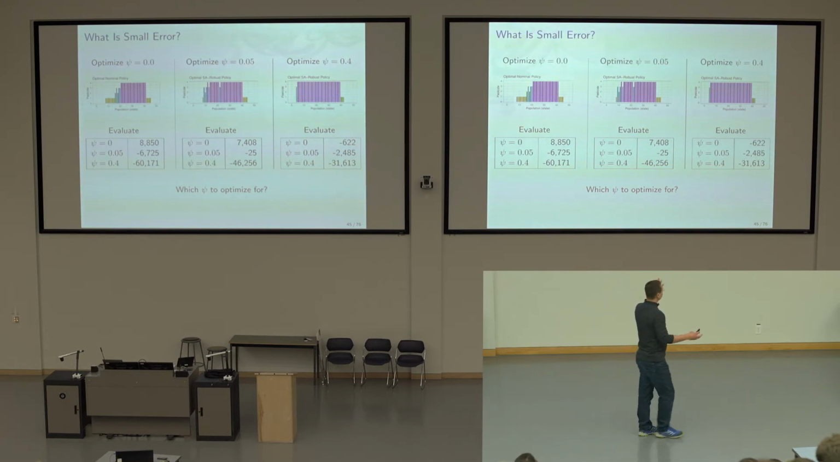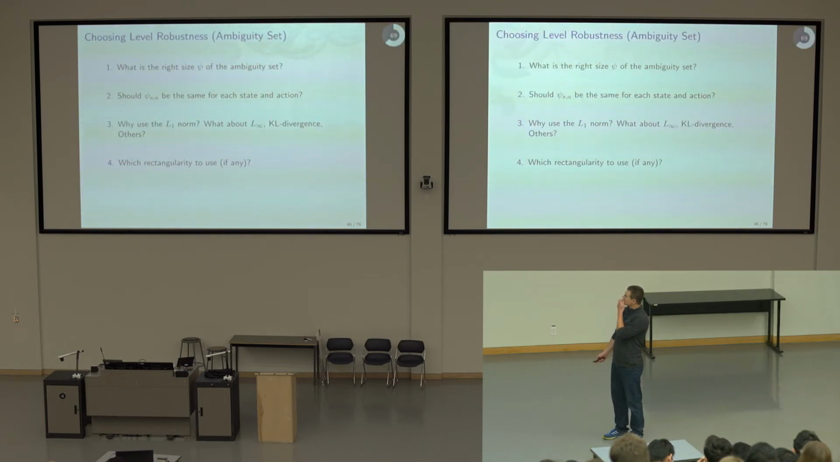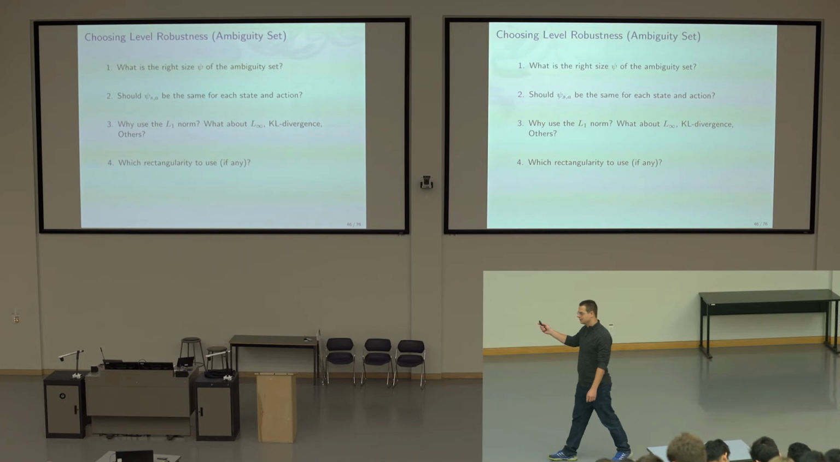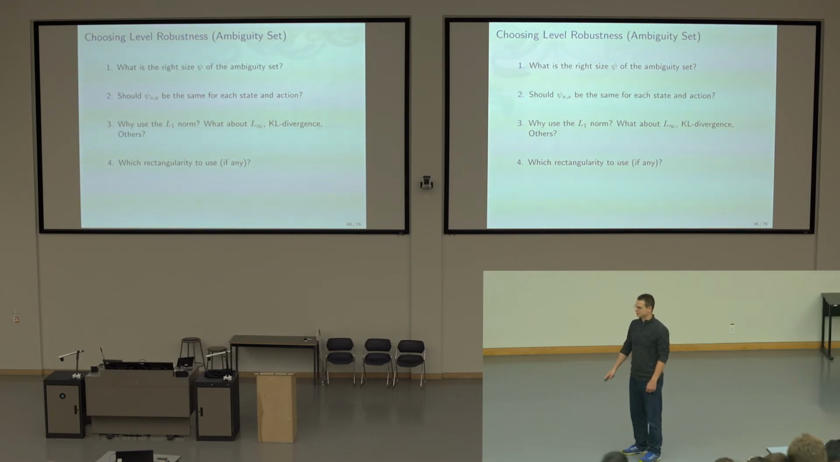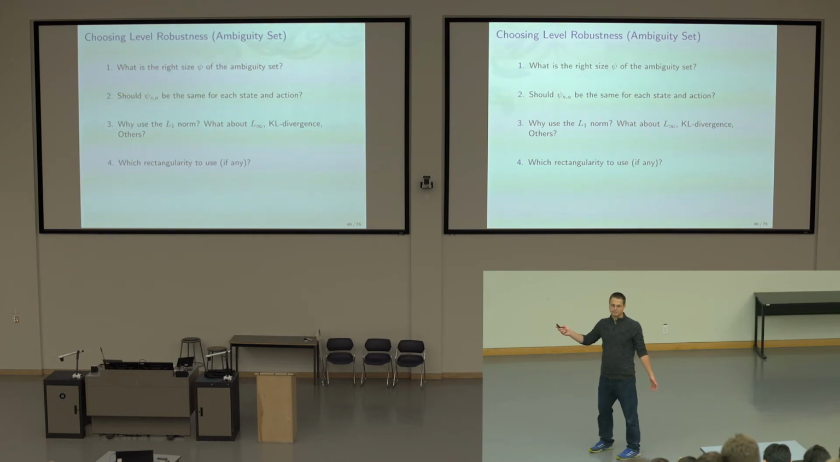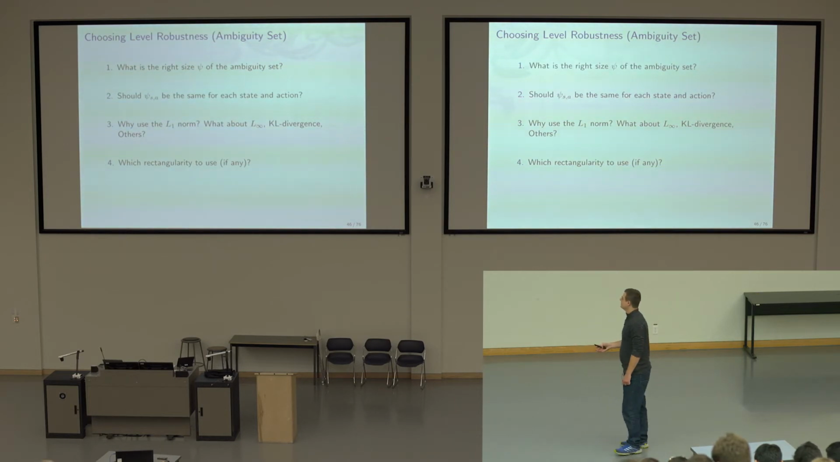So which one of these do you want to optimize for? This is not really the only question, right? So what is the size of the ambiguity set? Should our size be the same for each state and action? Should some states be less uncertain than the others? I use an L1 norm. Is that the right answer? If it's robust with respect to L1, is it robust with respect to L infinity or KL divergence? Which rectangularity to use? SA rectangular, which one is better?